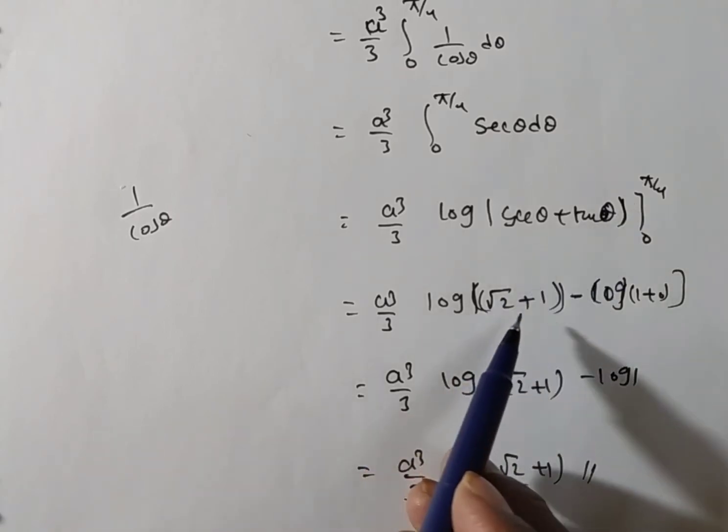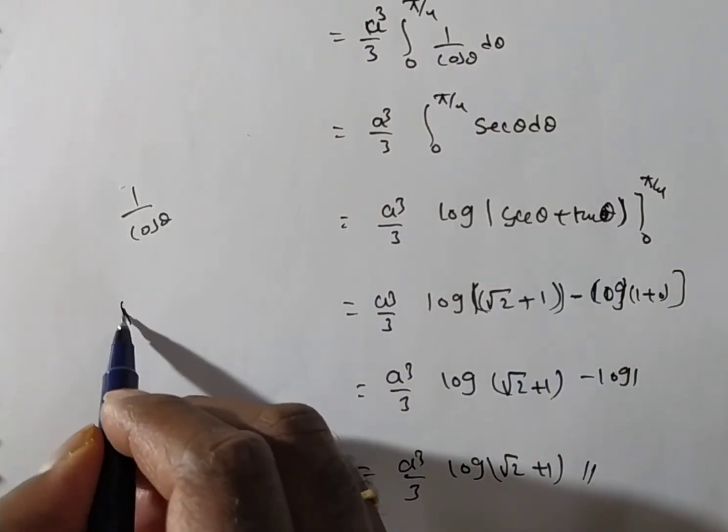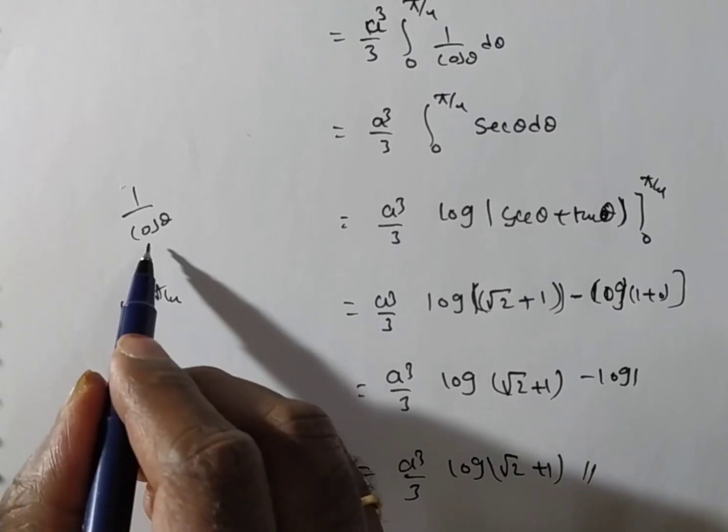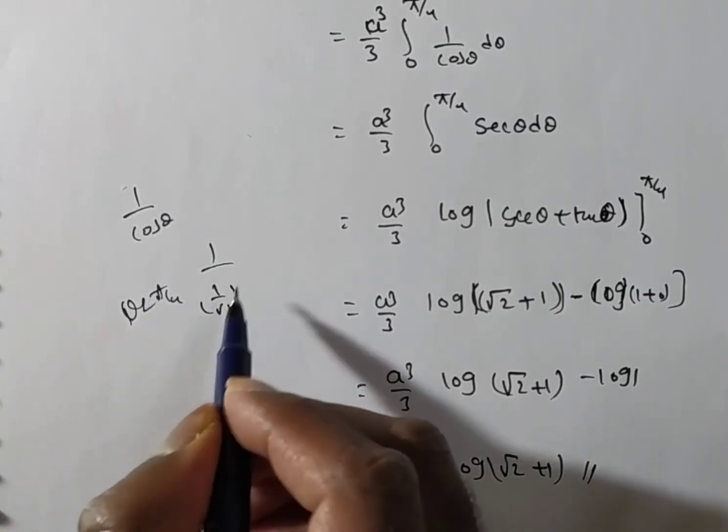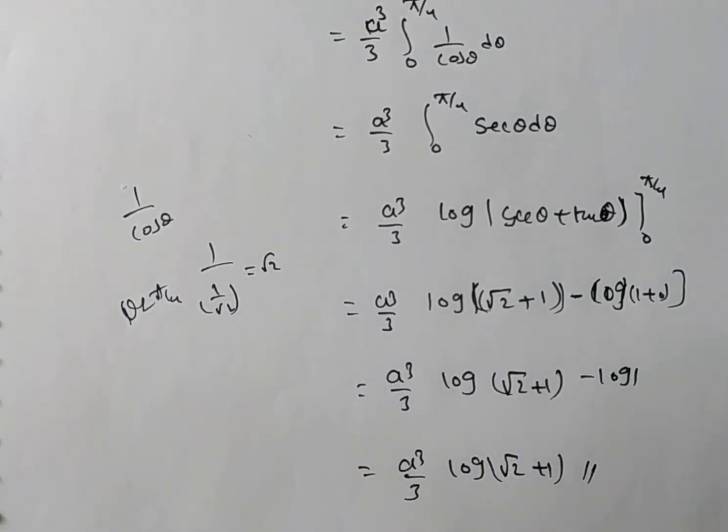This limit is clear, friends. You see theta is equal to pi by 4. What is the cos pi by 4? 1 by root 2. So 1 by 1 by root 2 is nothing but root 2. That root 2 here I have written.